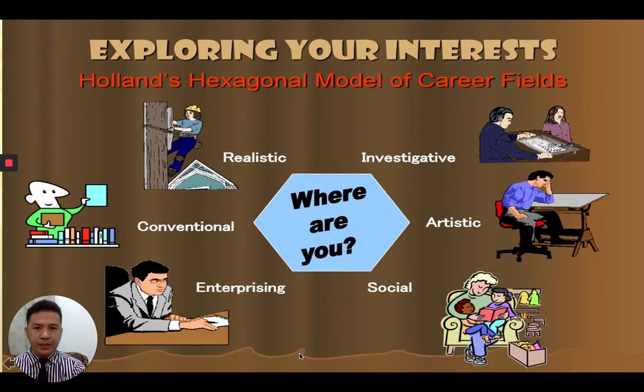Moving on, we have here a chart about exploring your interests using Holland's hexagonal model of career fields. Which do you think you belong to? Let's begin. This first picture refers to being realistic. So this is a realistic personality type. The second, this is an investigative personality type. Third one, conventional. The fourth one, artistic. Fifth, enterprising. And the last one, social.